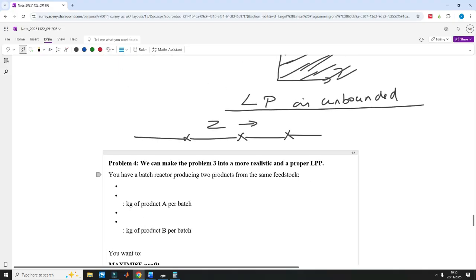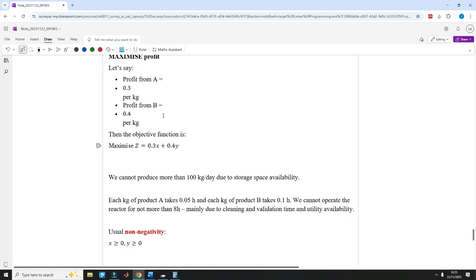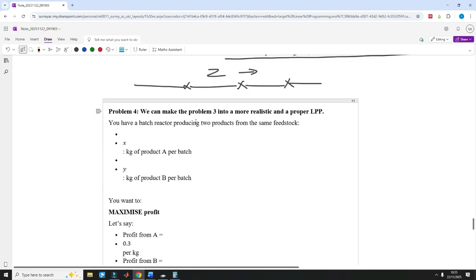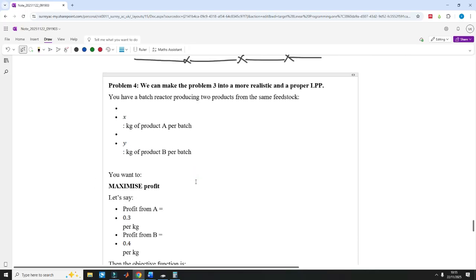So this is a very useful problem. What's happening? You have the same batch reactor producing two products from the same feedstock. So we are producing product A and product B, and X represents the kilogram of product A that we produce per batch, and Y represents the kilogram of product B that we produce per batch.